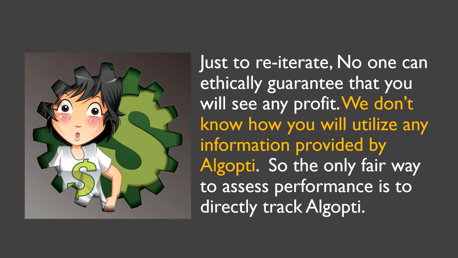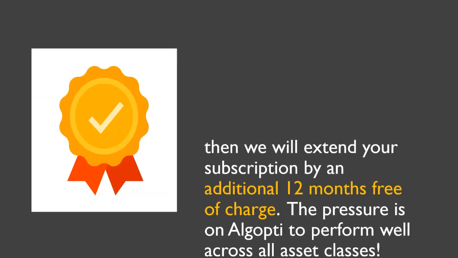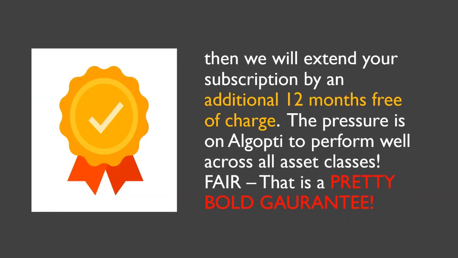Per our performance guarantee, if Algopti does not show a positive gain for at least 5 market ticker symbols for each of the asset classes included in your subscription during the first 12 months of your membership, then we will extend your subscription by an additional 12 months free of charge. The pressure is on Algopti to perform well across all asset classes. Fair? That is a pretty bold guarantee.